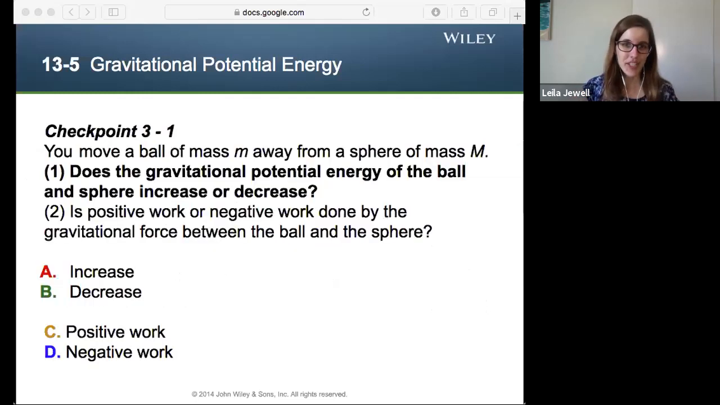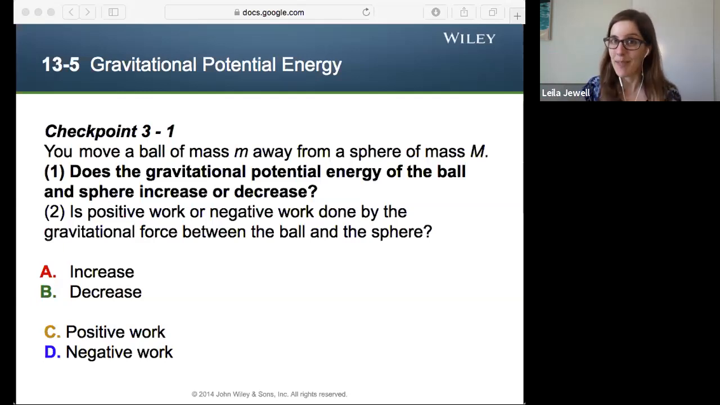All right, so we've seen these ideas. Let's now look at a checkpoint. You move a ball of mass m away from a sphere of mass m. 1. Does the gravitational potential energy of the ball and the sphere increase or decrease? 2. Is positive work or negative work done by the gravitational force between the ball and the sphere? So I want you to think about this, so please go ahead and hit pause now.